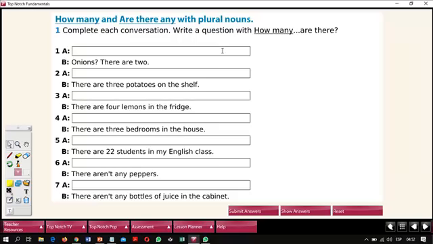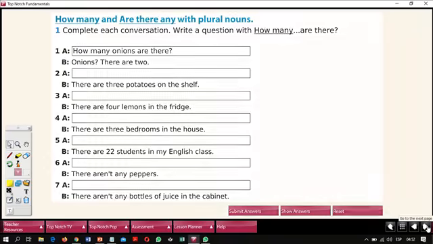So the question should be, how many onions are there? Right? How many onions are there?